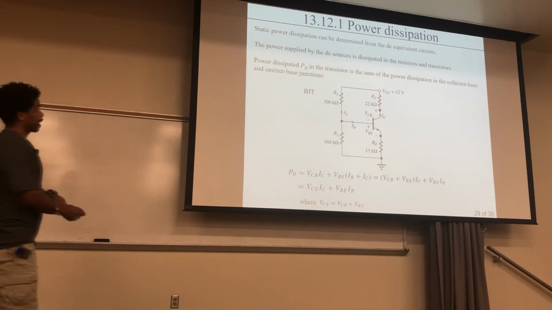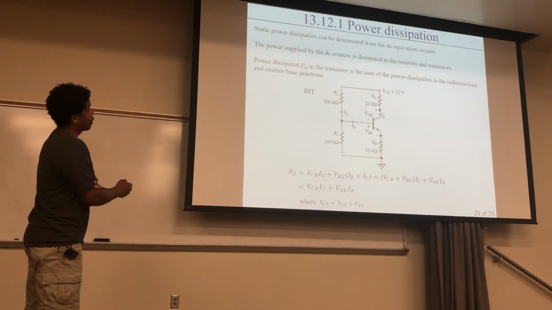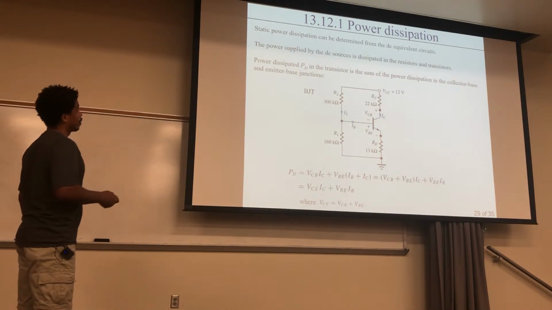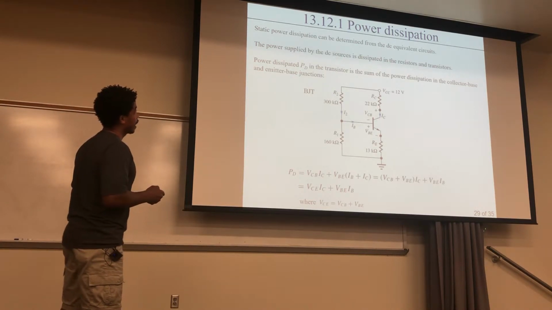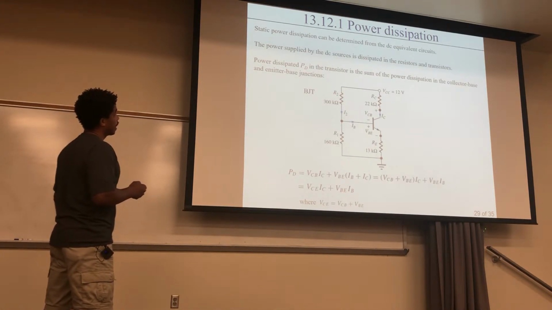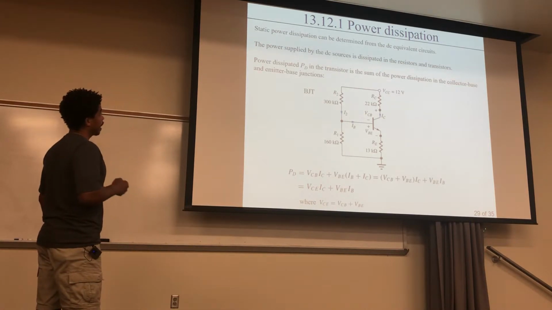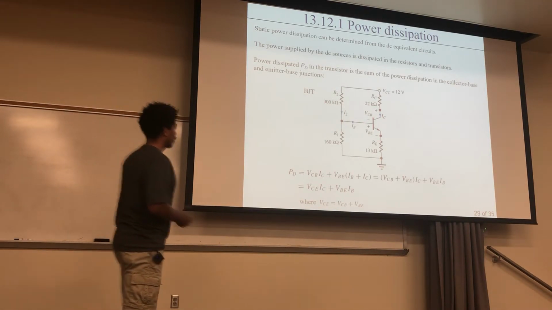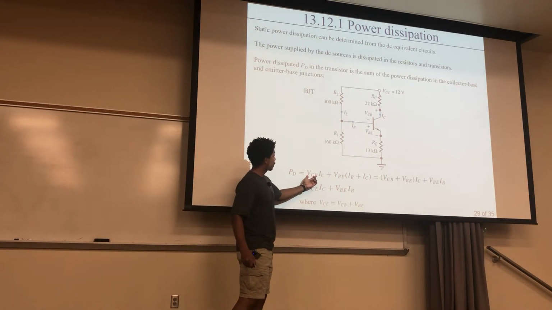Okay, so let's look at power dissipation. Static power dissipation can be determined from the DC equivalent circuit, and that's this right here. The power supplied by the DC source is dissipated in the resistors and the transistor. The power dissipated, PD, in the transistor is the sum of the power dissipation in the collector-base and emitter-base junctions. So we're talking right here and here. So here's our PD, right? And power is just your voltage times your current, right?